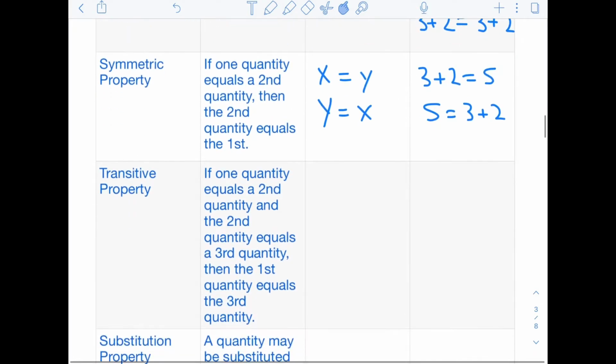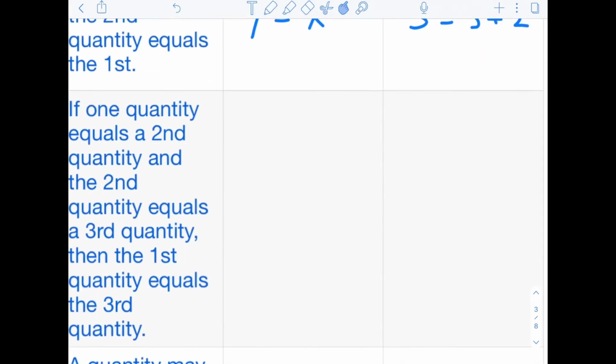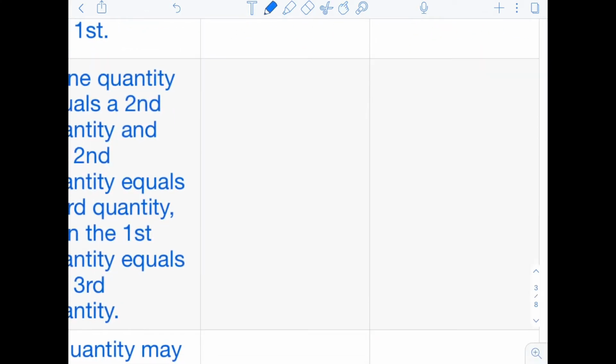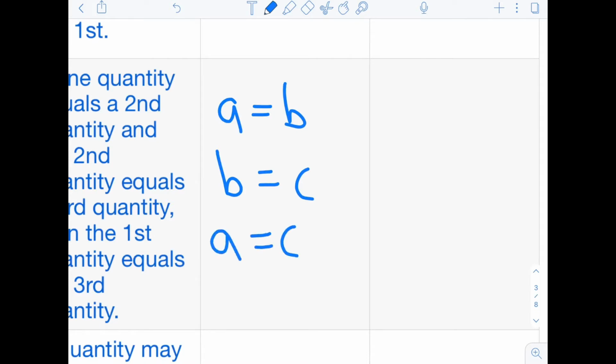And then there's the transitive property. The transitive property takes this one step further. It says that if one quantity equals a second quantity, and the second quantity equals a third quantity, then the first quantity equals the third quantity. So basically, that says that if A equals B, and B equals C, then A equals C.